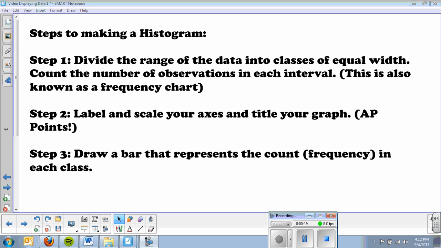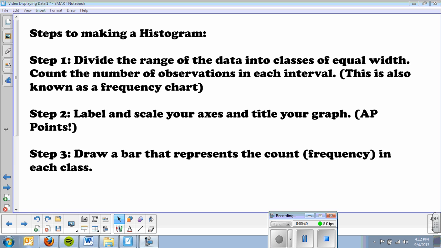So go ahead and take a second to pause the video and copy these 3 steps down. You're going to divide the range of data into classes of equal width. You're going to count the number of observations in each interval. This is also called a frequency chart. Label and scale your axes and title your graph. That's AP points. And draw a bar that represents the count or frequency in each class.